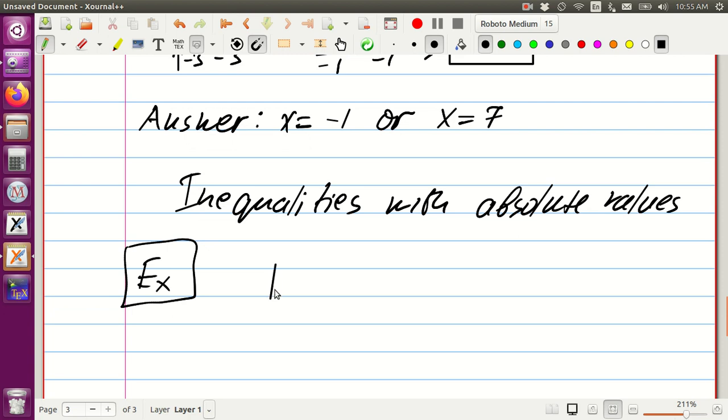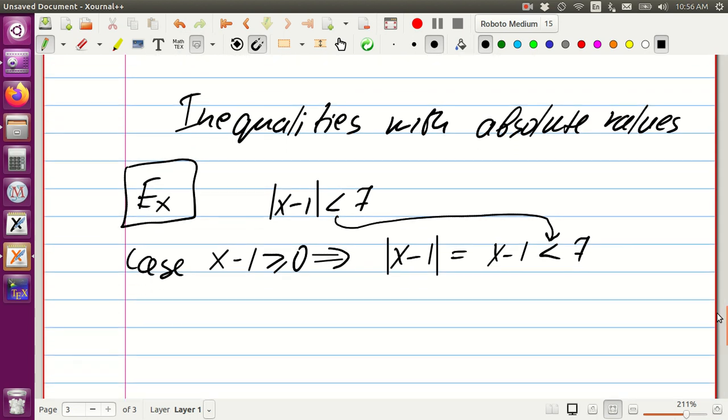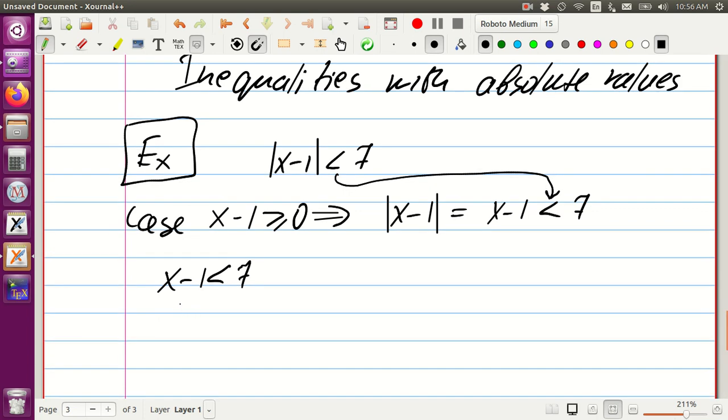The first example we get is |x − 1| < 7. So one more time, we have a couple of different cases. One case is x − 1 is greater or equal than 0, and this would imply that the absolute value of x − 1 is equal to x − 1, and we set it less than 7 from here. All right, so we need to solve this inequality. x − 1 is less than 7. So we're going to add 1 to both sides, and this will give us that x is less than 8.